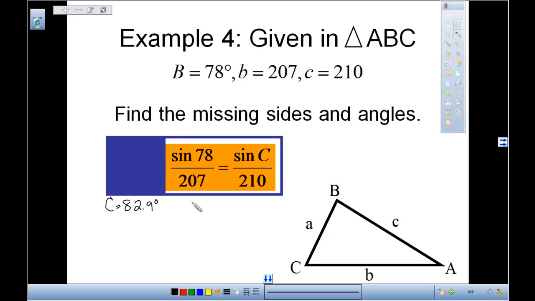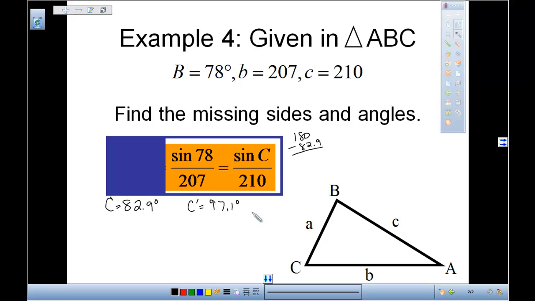So again, we know there's a possibility to have two solutions. So how do we find the second possible solution, which we'll call C prime? Well, remember, we know it's going to be the supplement of the angle we just found. So if I take 180 and I subtract 82.9, I find that the other possible angle is going to be 97.1 degrees.